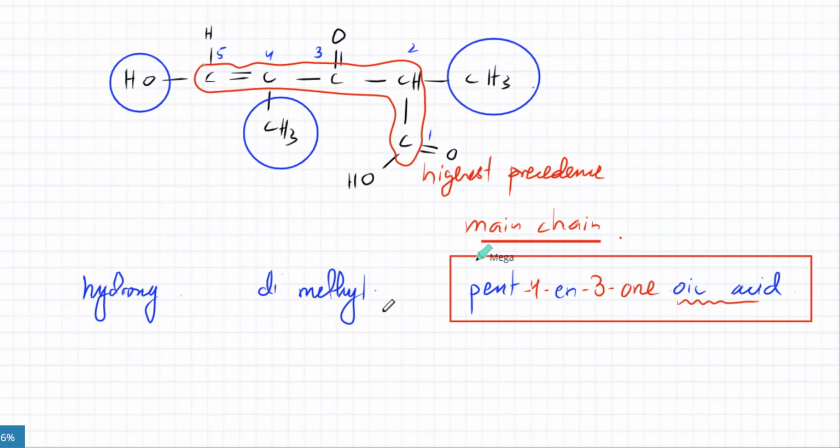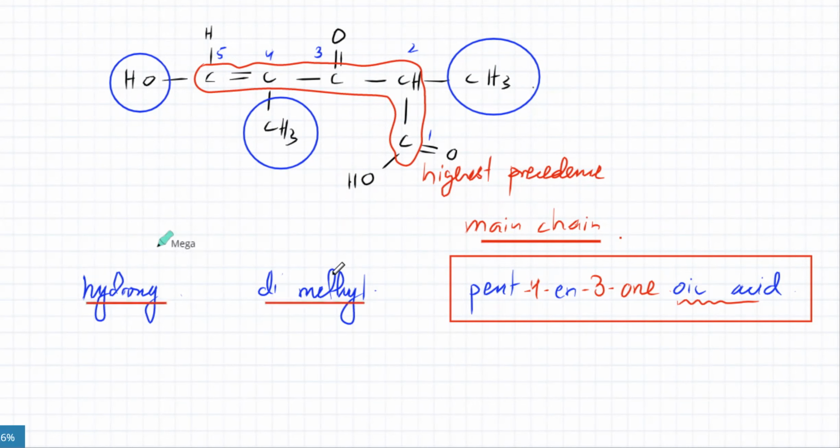The branches, they would be written in alphabetical order. So M and H. I mean, forget the di. Di is just for telling you that there are 2 branches of methyl, and methyl. M comes after H. So H comes first and methyl comes later. Okay? So the branches are written just in alphabetical order. That's one branch, and that's the other branch.